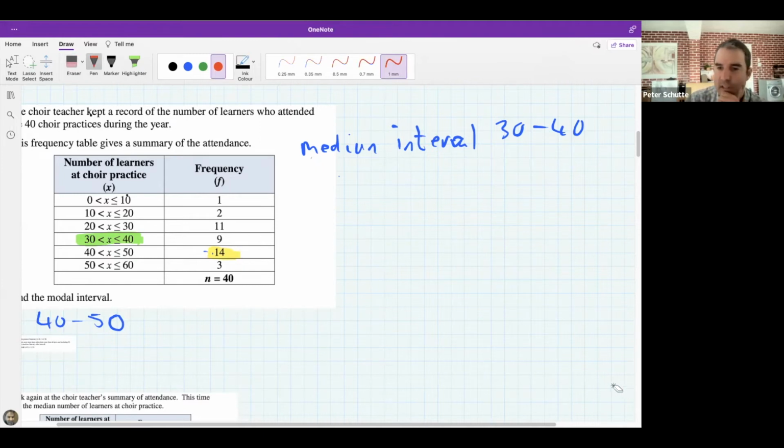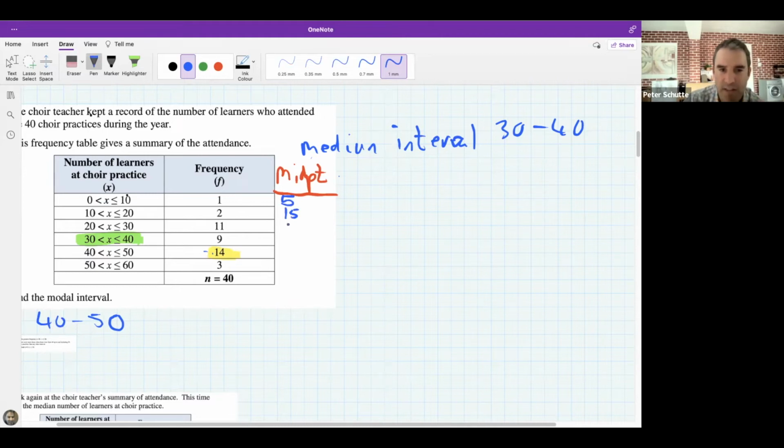Any ideas? Find the midpoint. Yes. So what we do is we find the midpoint of these intervals. So what is going to be the midpoint of the first interval? Yeah, it's 5, because we just basically add 0 and 10 and divide by 2. So that's going to be 5. What's the midpoint of the second interval? Yeah, 15.